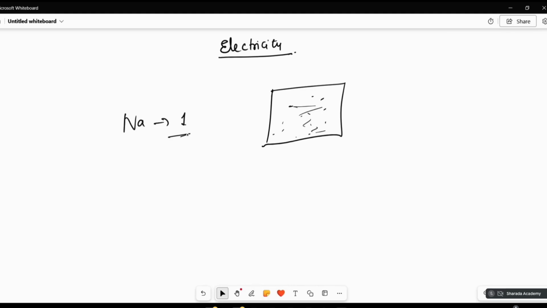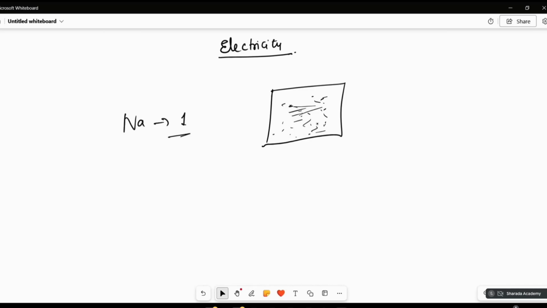Only the protons and neutrons will never come out. It is always only the electrons which come out, even for chemical reactions. So those electrons in the outermost orbit, some will come out of the atom and randomly move around. Those are called free electrons.